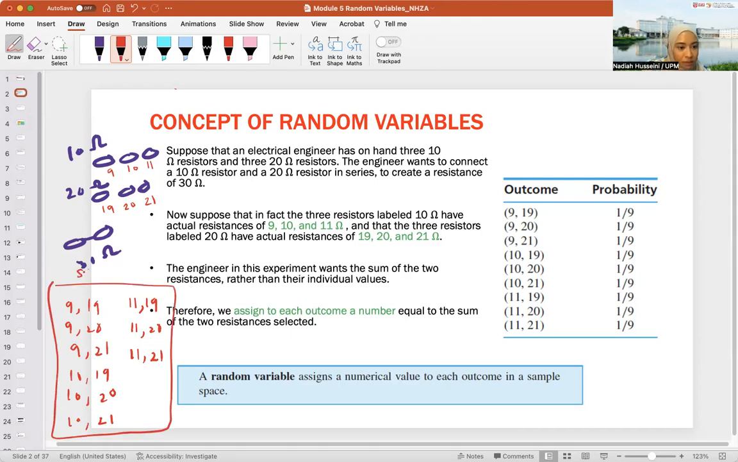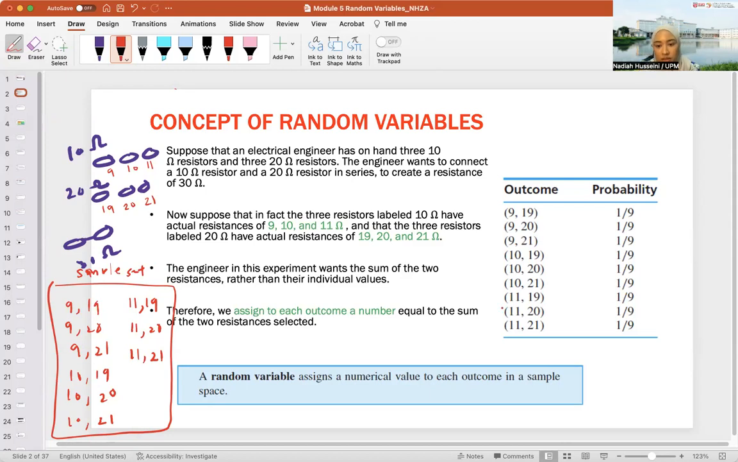I know we've learned about this. I'm just repeating myself here for those who don't get it yet. Okay, so this is my sample space, and this is my outcome. Okay, so now the engineer doesn't really care about this pair. He wants to know if this outcome of the pair gives him a 30 ohm or not.